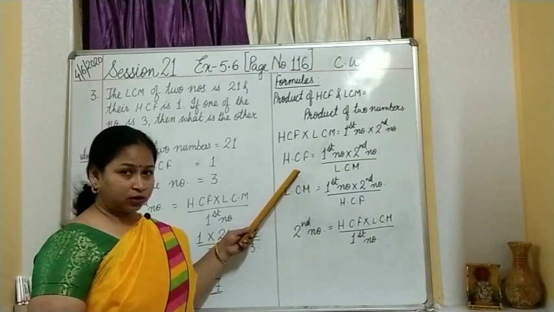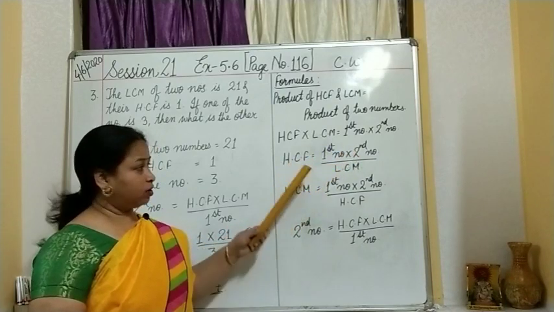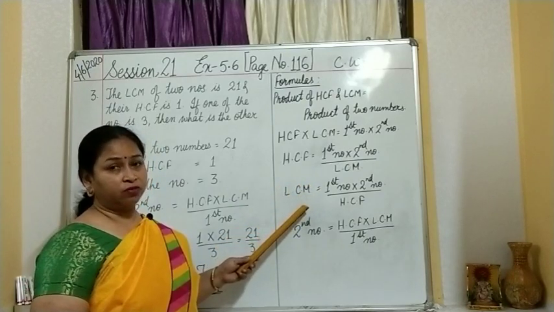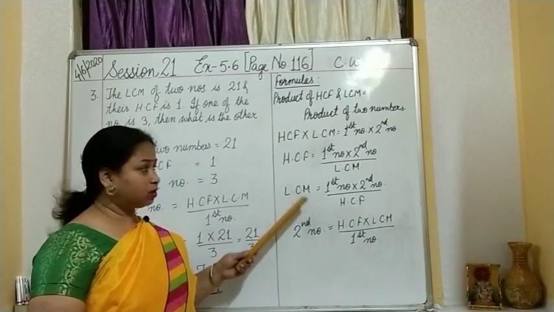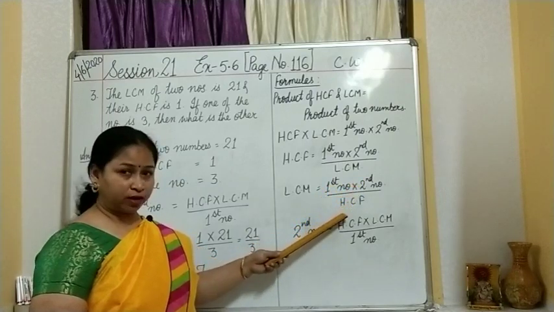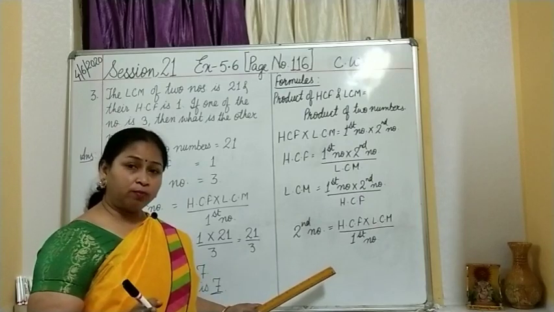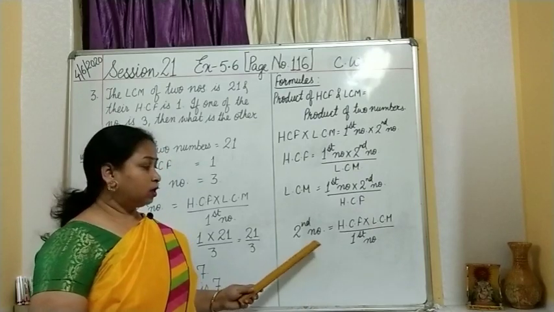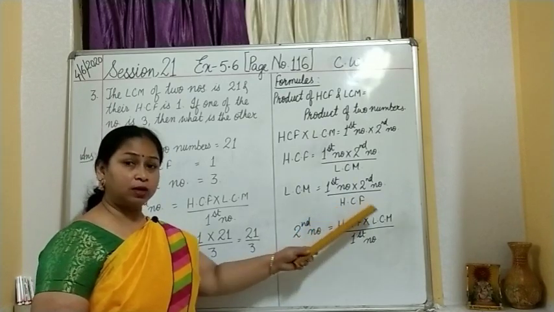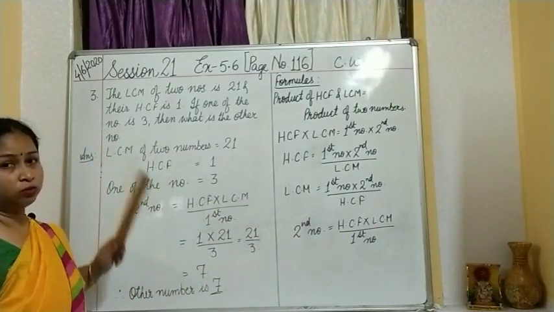So you have to apply this formula. Okay, to find HCF, where first number, second number and LCM are given, we use this formula. Then to find LCM, if HCF is given and LCM is asked, just change the position: first number multiplied by second number divided by HCF will give you LCM. And if one of the two numbers is missing, then second number equals HCF multiplied by LCM divided by first number.